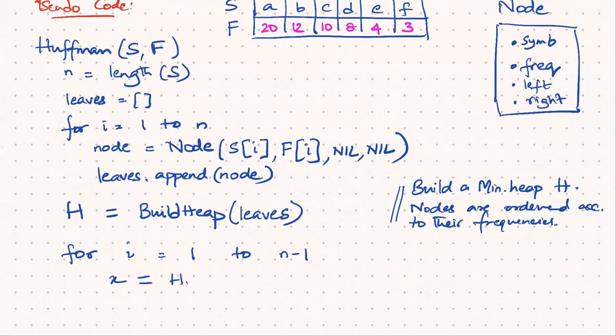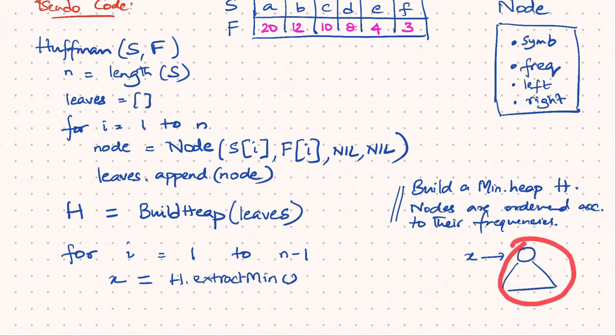We'll extract the minimum element of the heap. So extract min from the heap. Okay. So what X would refer to here is the root node of the subtree which has the minimum frequency, right? I hope you follow this. This is the subtree which has the minimum frequency in the heap, and X is basically a reference to the root of that subtree.